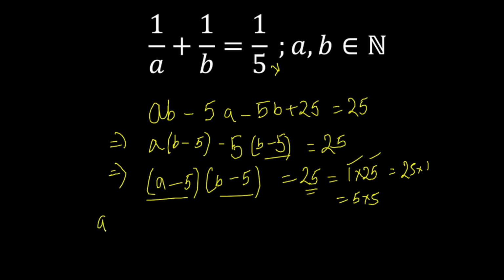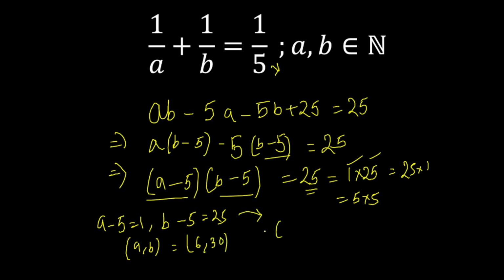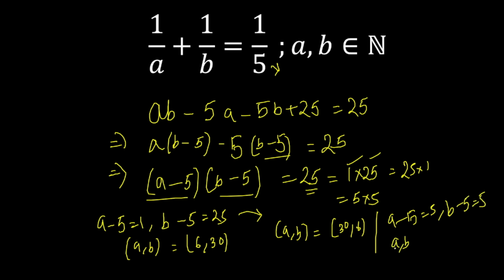So in one scenario, we can say a minus 5 is 1 and b minus 5 is 25. This would give us (a, b) as (6, 30). In the other scenario, when this is reversed, like a minus 5 is 25 and b minus 5 is 1, we should get (a, b) as (30, 6). And in the last scenario, where a minus 5 is 5 and b minus 5 is also 5, we should get (a, b) as (10, 10).